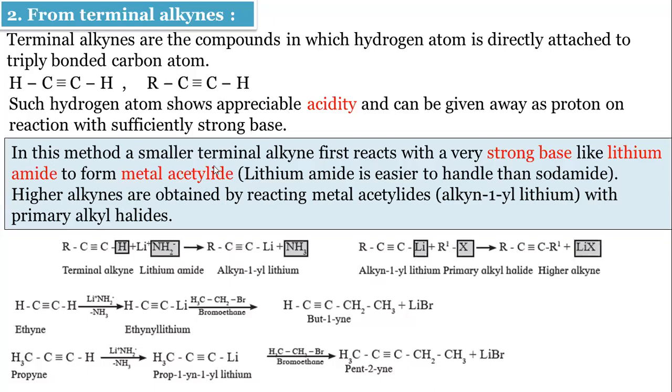Acidic hydrogen is that hydrogen which is donated easily. In this method, the smaller terminal alkyne first reacts with a very strong base like lithium amide. Lithium amide is the base here. See this example. This is a terminal alkyne, because the hydrogen is directly bonded to the carbon of the carbon-carbon triple bond. So this hydrogen is acidic. It is easily removed by using the strong base lithium amide.